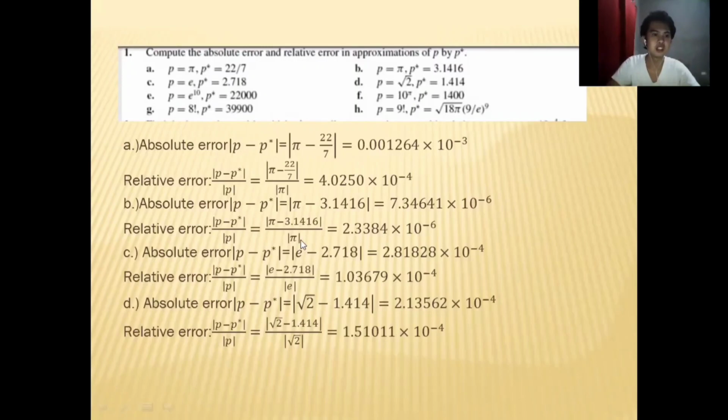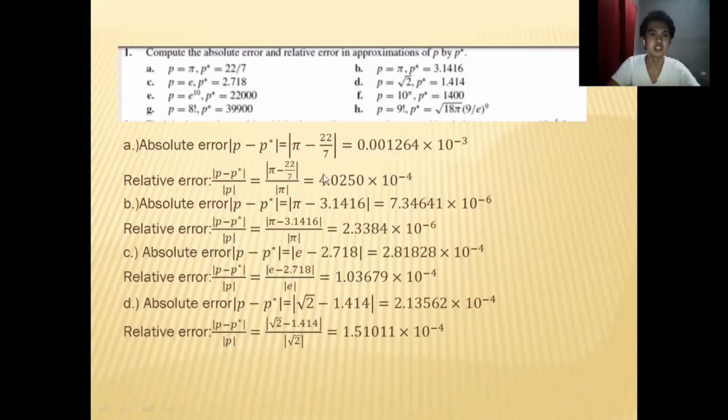In letter C, the exact value is e, and the approximate value is 2.718. So, absolute value of e minus 2.718 equals, using calculator, 2.81828 times 10 to the power of negative 4. And in relative error, absolute value of e minus 2.718 over absolute value of e, so we get 1.03679 times 10 raised to negative 4.